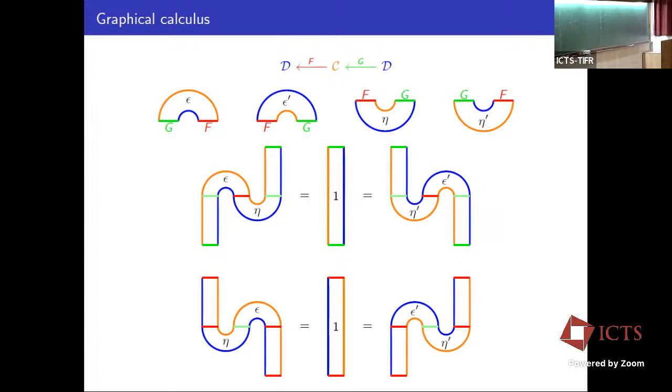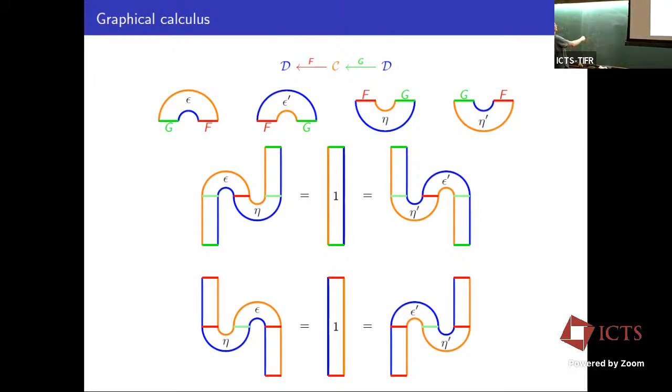So yeah, one adjunction, you've got epsilon from GF to 1 and eta from 1 to FG. And then you've got these triangular identities for an adjunction.